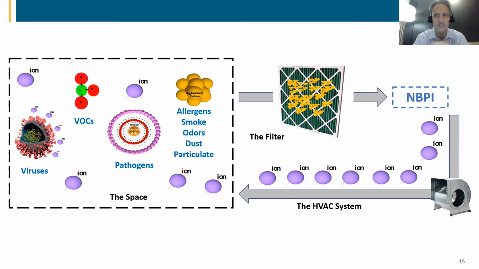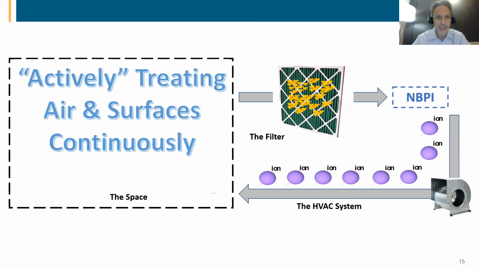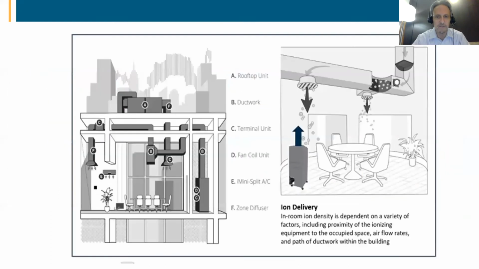And we are doing what I mentioned is the most important and profound benefit that we can do in making healthier and more productive indoor environments. We're clearing the sunbeam. We're getting rid of the stuff in the air that we are breathing. And if it isn't there and I can't breathe it, it can't hurt me. It's a relatively simple concept. Actively treating air and surfaces continuously, as the guidance suggests we need to do in the space itself.